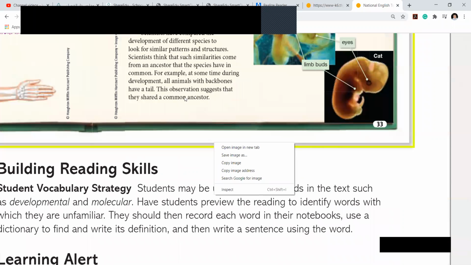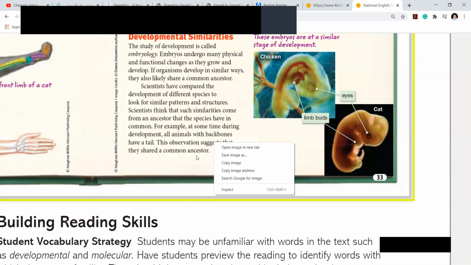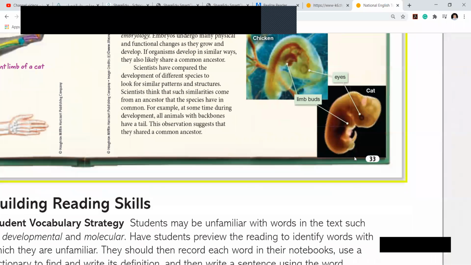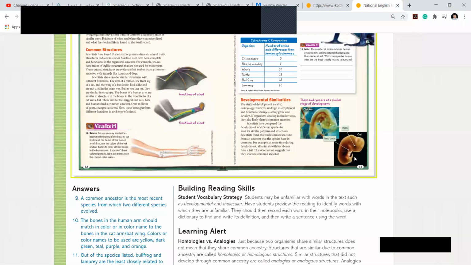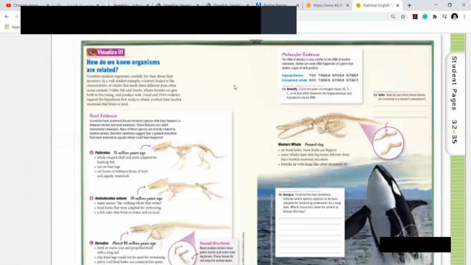That's what they say about similarities in development. For example, at some time during development, all animals with a backbone have a tail. Even when we see the embryo of a human being inside the ultrasound, we see a little tail, but when it grows, there is no tail. The observation suggests that they shared a common ancestor. It's just an observation that they say we have a common ancestor, but it's fake.